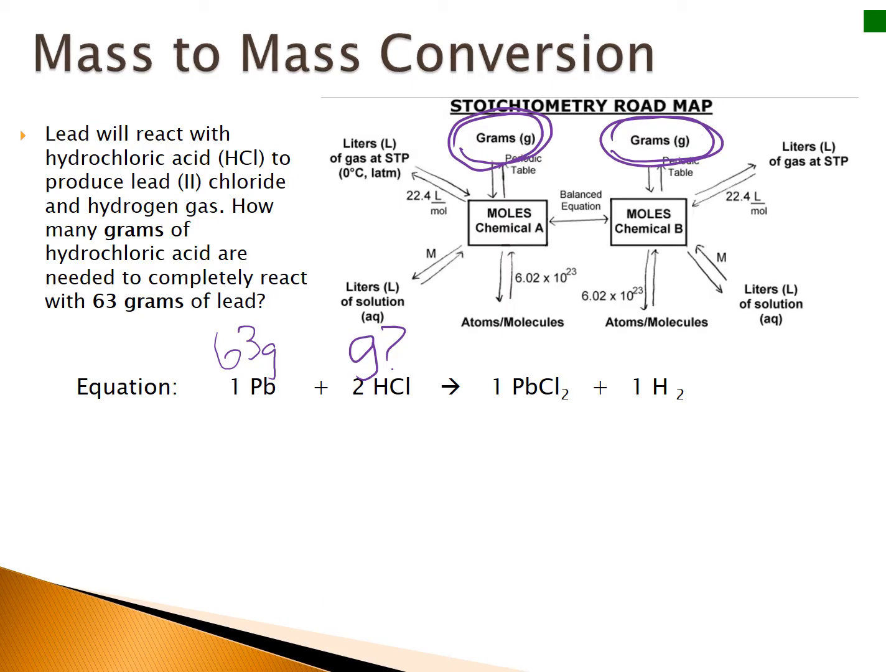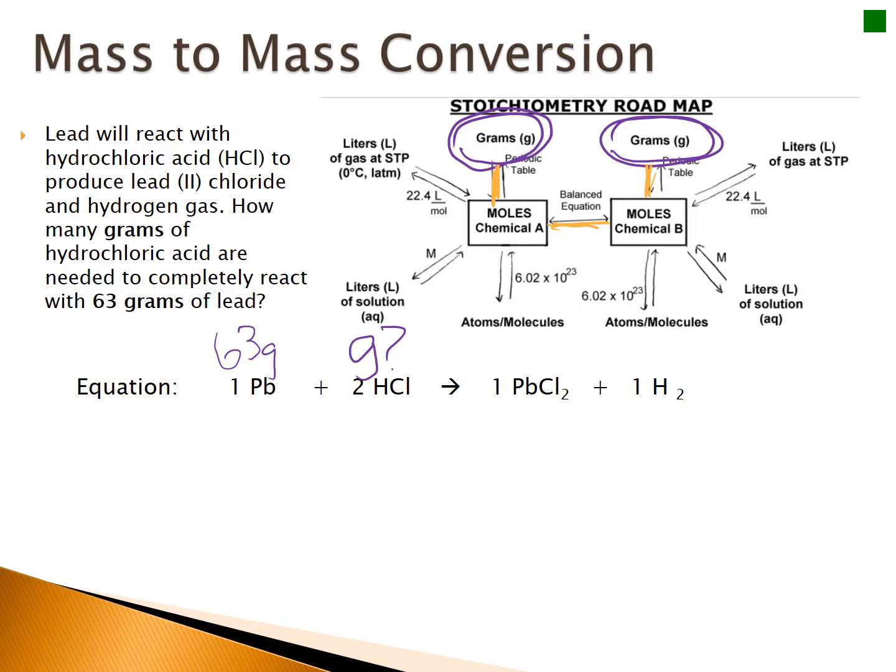So the first step is to go from grams to moles of that same substance. Then we're going to go from moles of substance A to moles of substance B, so in this case, moles of lead to moles of hydrochloric acid. Finally, we're going to go from moles of hydrochloric acid into grams of hydrochloric acid.